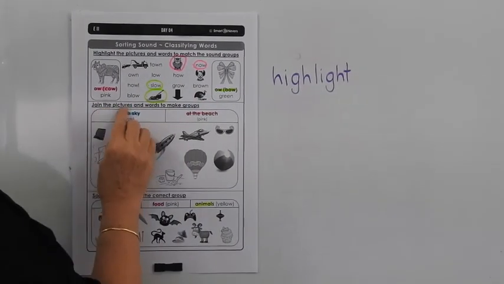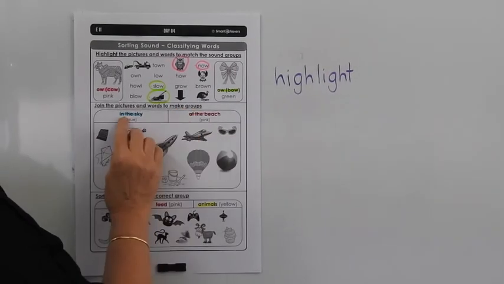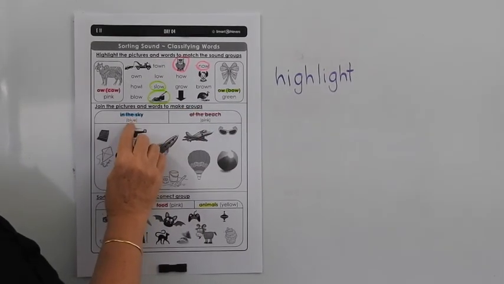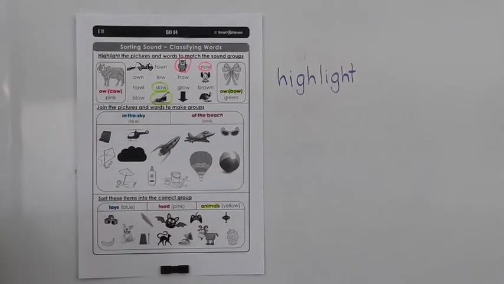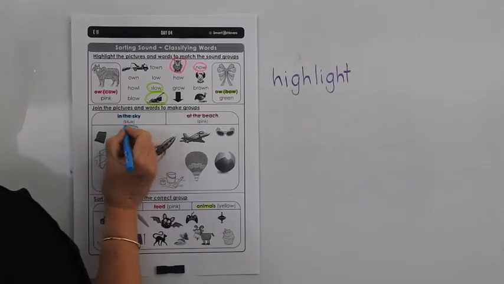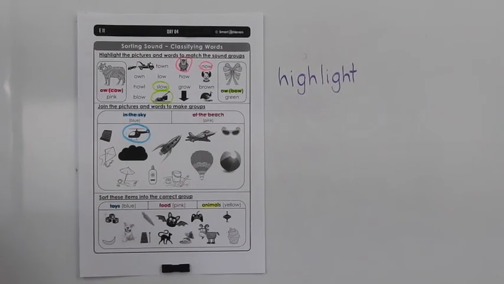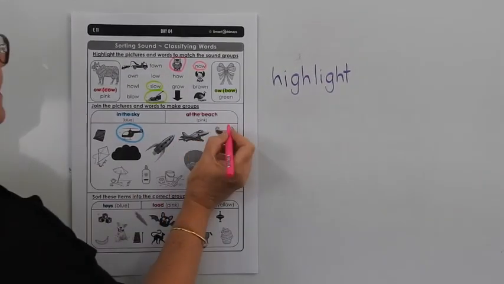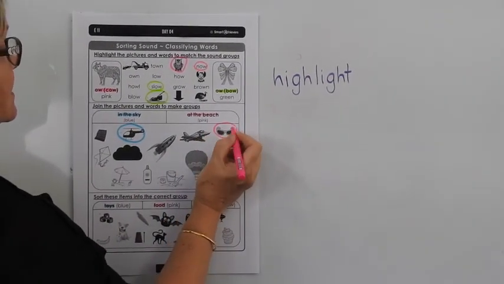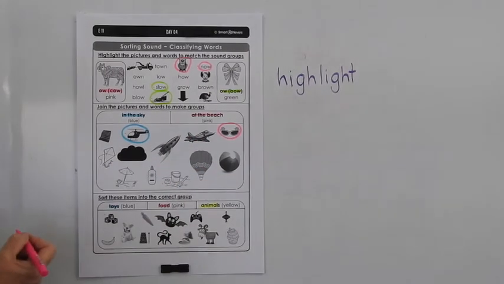Down here it says, join the pictures and words to make groups. Let's circle the things in the sky blue. So the things you might see in the sky might be a helicopter. And the thing that you might see at the beach might be some sunglasses. So you can finish the rest of those.